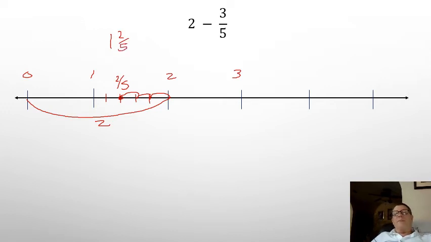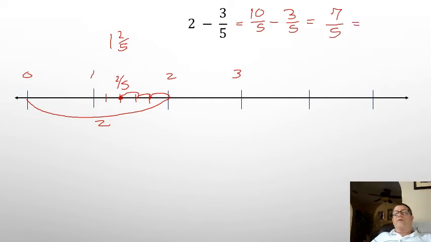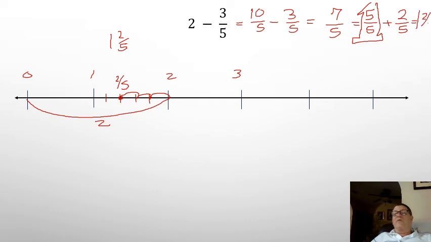Now, on this one here, where I like to see it, I know 1 whole would be 5/5. So 2 wholes would be 10/5. Now I subtract 3/5. That's going to equal 7/5. If I'm going to write this as a mixed number, 5/5 plus 2/5 would equal 7/5. And I know this 5/5 is equal to 1 whole. So once again, this would be equal to 1 and 2/5.